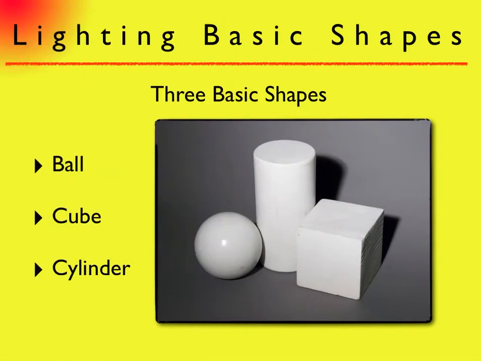we have basic shapes. We have balls, cubes, and cylinders. These are the three basic shapes in the world that you have to light. You have to light a ball, which some of you have faces that are shaped rounder than others and you're a ball. Others have longer faces and you're a cylinder. And a cube is like a brick wall.